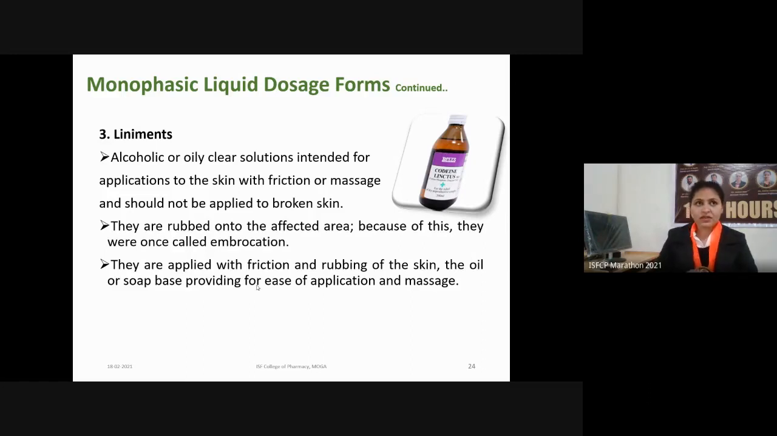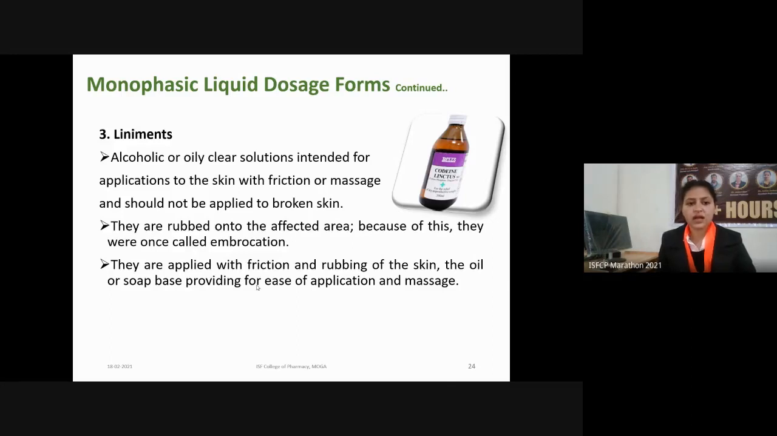The two preparations that we discussed before, syrup and elixirs, come in the category of monophasic liquid dosage forms for internal use. Liniments come in the category of monophasic liquid dosage forms for external use.